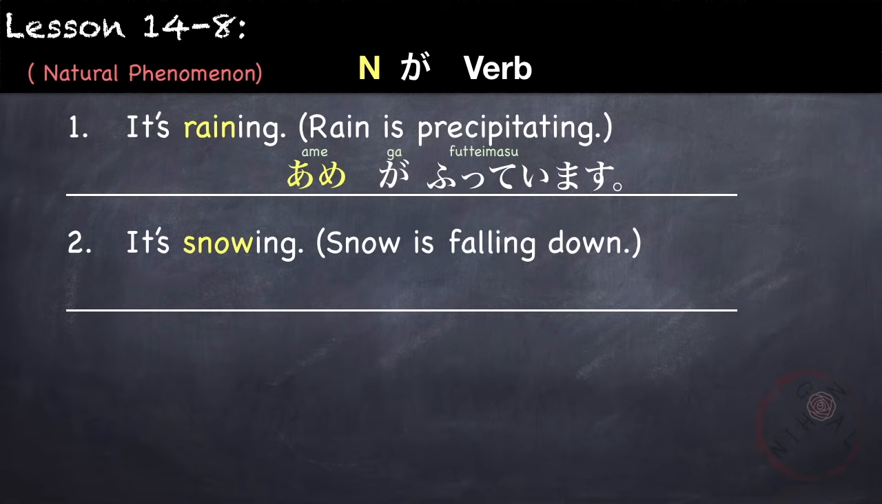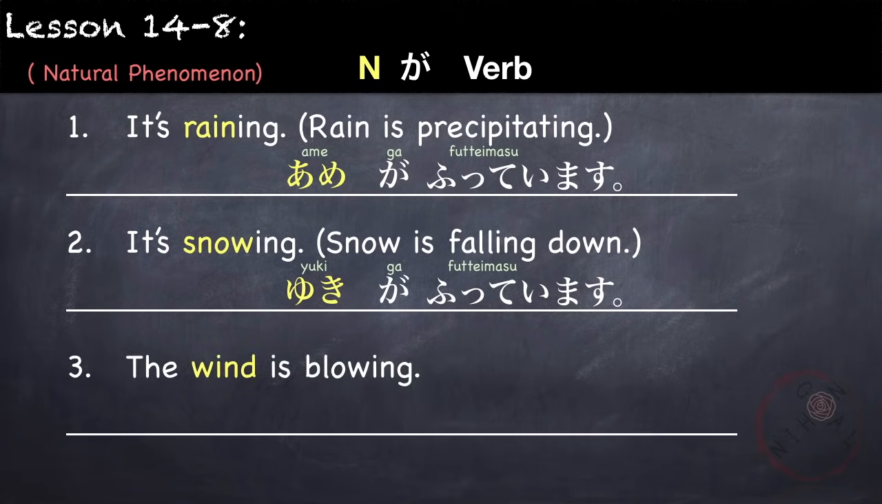It's snowing. So the same thing. Snow is falling. Yuki ga. So again, our noun is marked by the particle ga. We use the same verb, which is furimasu, and it becomes futteimasu. Yuki ga futteimasu. Last example, the wind is blowing. Wind is kaze. Kaze ga, blowing is fuiteimasu. Kaze ga fuiteimasu.